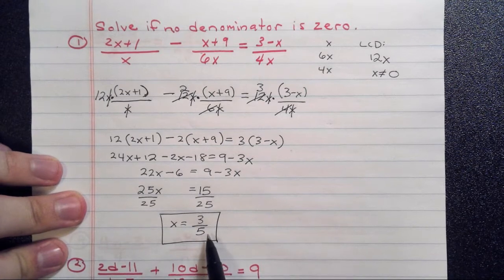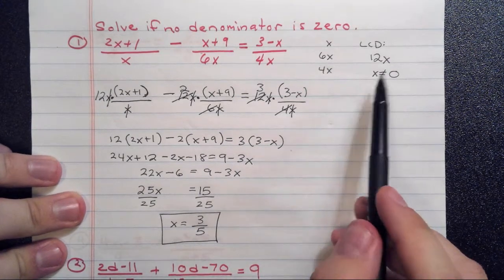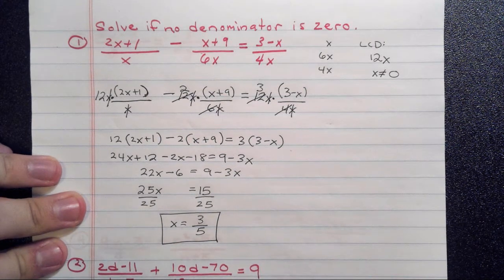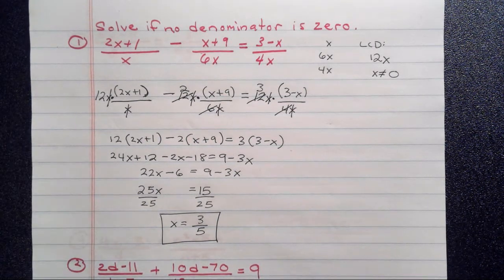I know that this solution is valid because it was not the one restricted value I had. I said that x could not be 0, and here it is not 0. So I don't have to worry about that. It's not 0, and this should be a valid solution. Now, a quick comment.